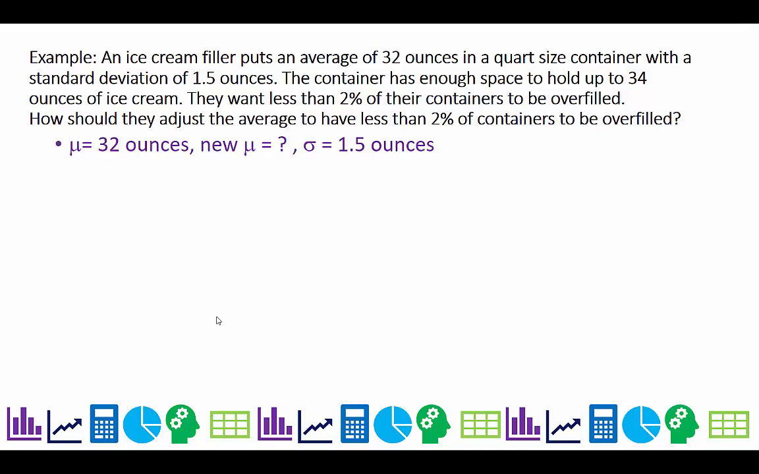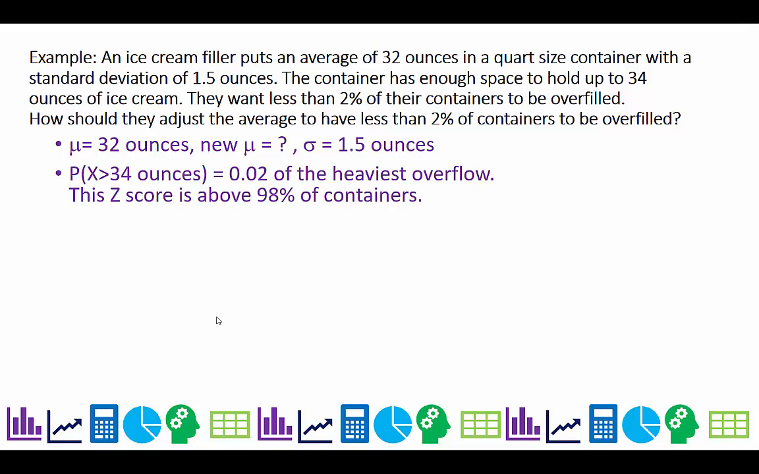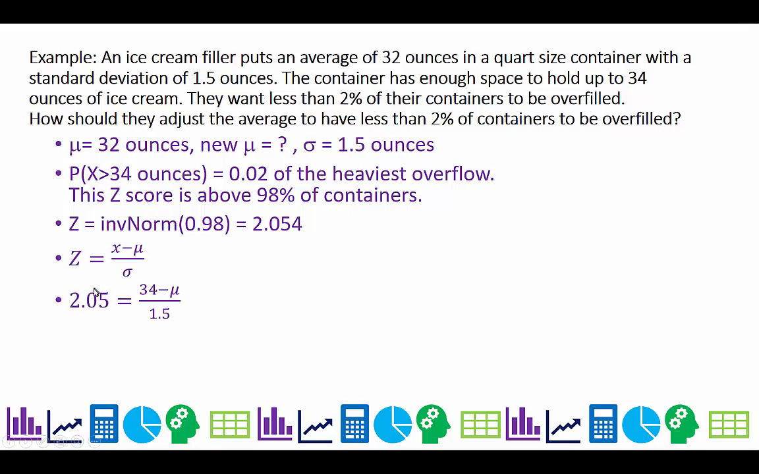So their old average was 32 ounces. The new average we're trying to figure out, standard deviation is 1.5 ounces. We want the probability that the volume is greater than 34 ounces to be only 0.02, or 2%. This means that this z-score is above 98% of the containers. 98% of the containers are going to have less than 34 ounces, which means that I want inverse norm of 0.98, which is 2.054.